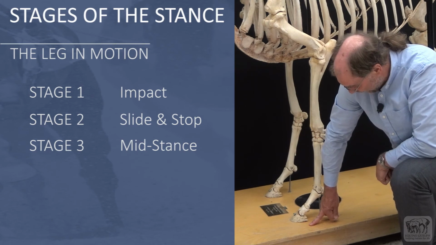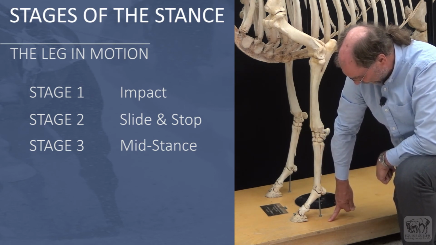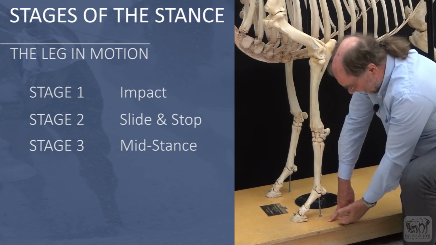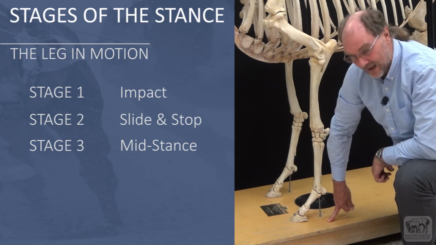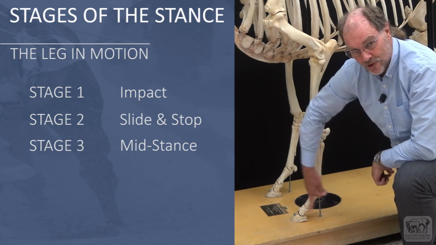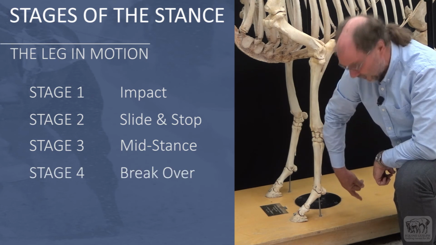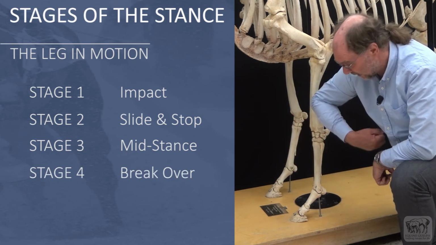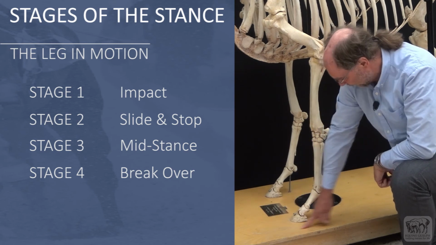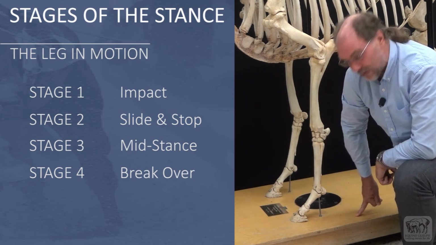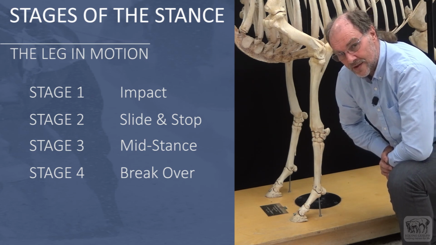As the leg goes over, the force tends to reduce slowly, so this is the point when all the elastic energy stored in the tendons on the back of the leg starts helping to catapult the horse upwards and forwards and allow the foot to break over and then come off the ground. So our stages are impact, slide and stop, mid-stance, and break over and foot off. And those are the stages of the stance we're going to look at in more detail in subsequent videos.